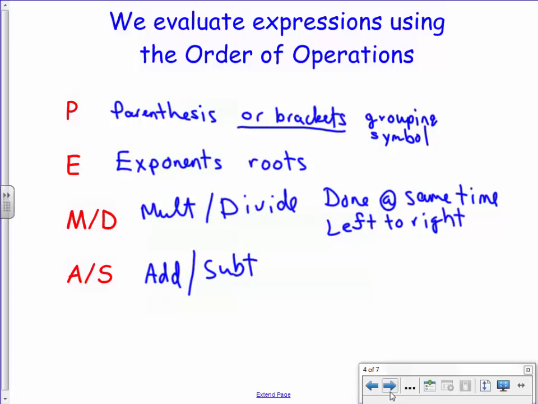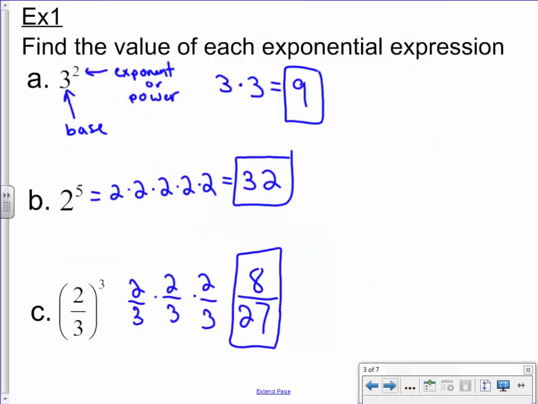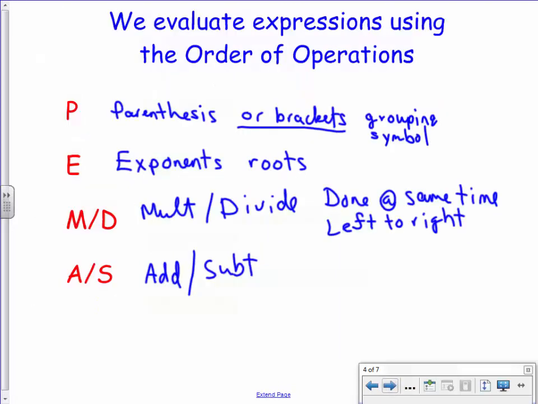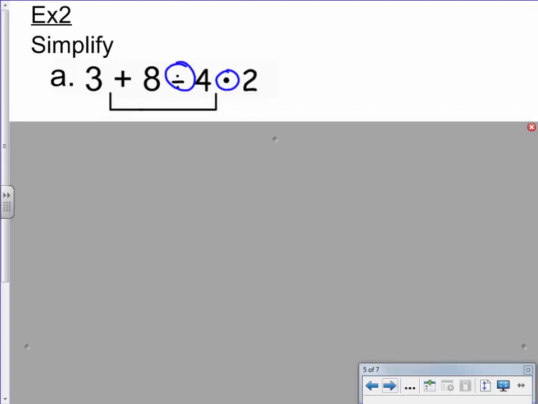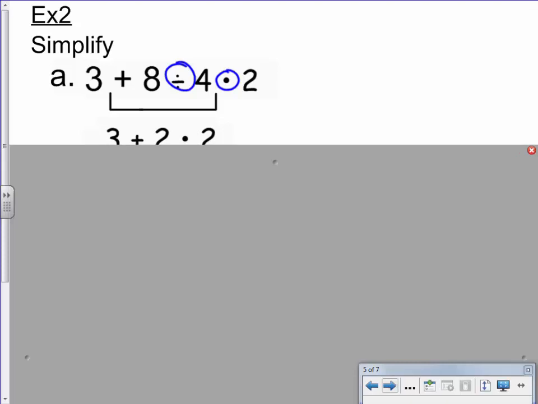The last one, the fourth one, would be adding, subtracting. Now remember, subtraction is just adding with negatives here, and that is not as restrictive as the one above, multiplication, division. We'll take a look at that in this one here. So in example 2, we have simplifying in A, 3 plus 8 divided by 4 times 2. An example of a division before a multiplication. Again, because they're the same thing, we do the one left to right, just like we're reading a book.